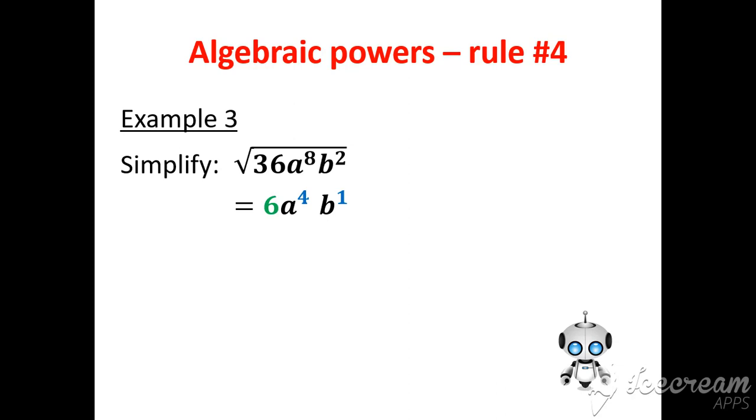I got a to the power of 4 because I halved a to the power of 8. Half of 8 is 4. And I got b to the power of 1 because I halved a power of 2 to get a power of 1. So my answer is 6 times a to the power of 4 times b to the power of 1. But remember, I don't need to write b to the power of 1, so I've just taken that off and written b.